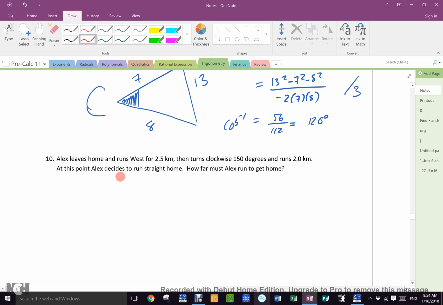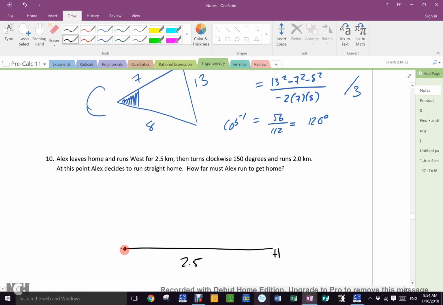Okay, direction question. These are hard for you guys. Kids have trouble with these. Alex leaves home and runs west for 2.5 kilometers. So I'm going to call home there, and he's going to run west for 2.5. Everyone agrees? Then he turns clockwise. So if I'm facing west, clockwise, is that a right or a left turn? Right.